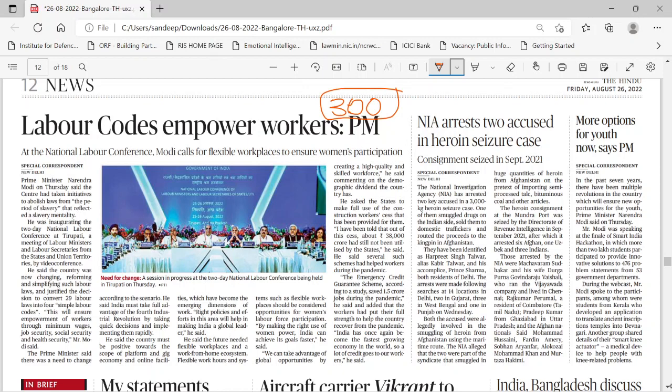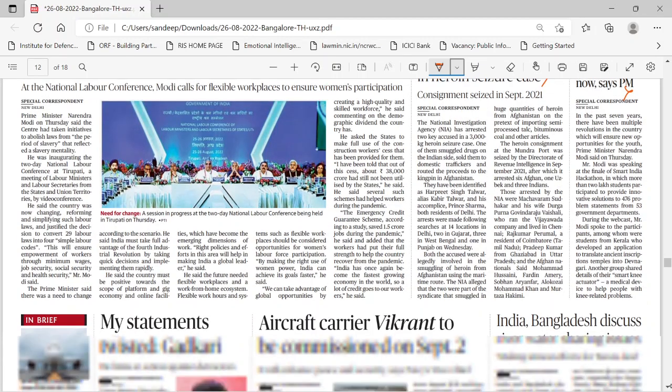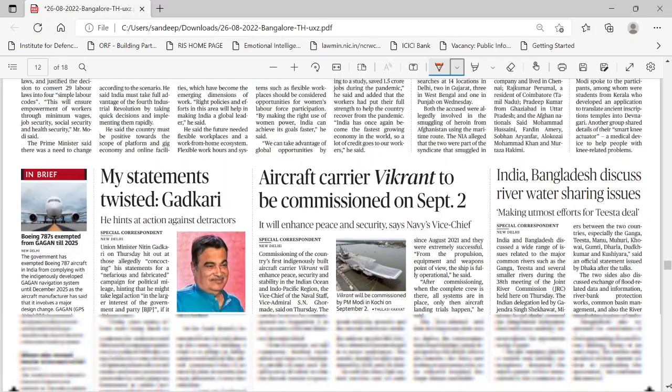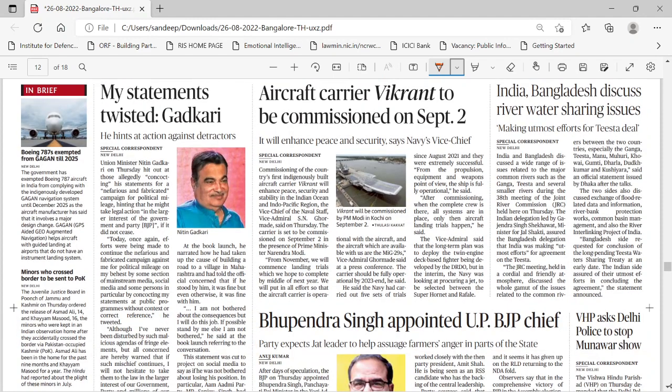NIA arrests two accused, not required. More options for youth now, not required. My statements twisted, not required. Aircraft carrier Vikrant to be commissioned. So what is Vikrant? That is very, very important.